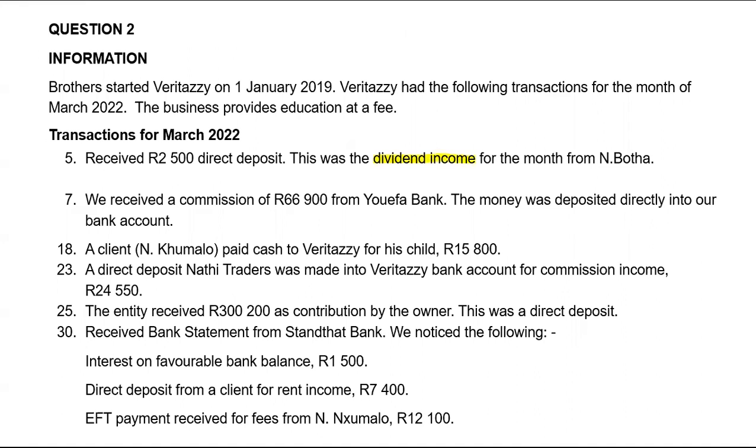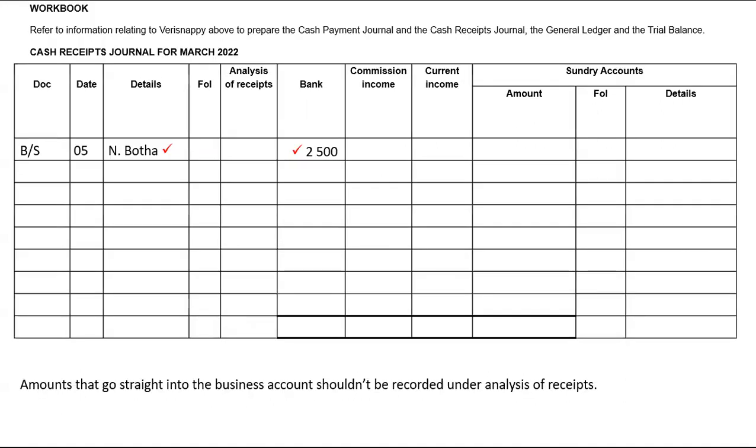So two accounts affected here will be bank and dividend income, but we do not have a column for dividend income. That is why we have to take it to the sundry. So you will write sundry amounts will be the same amount, which is 2,500. Sundry details will be the other account that is affected, which is dividend income. We don't have a column for dividend income. That's why we write in dividend income under sundry accounts.